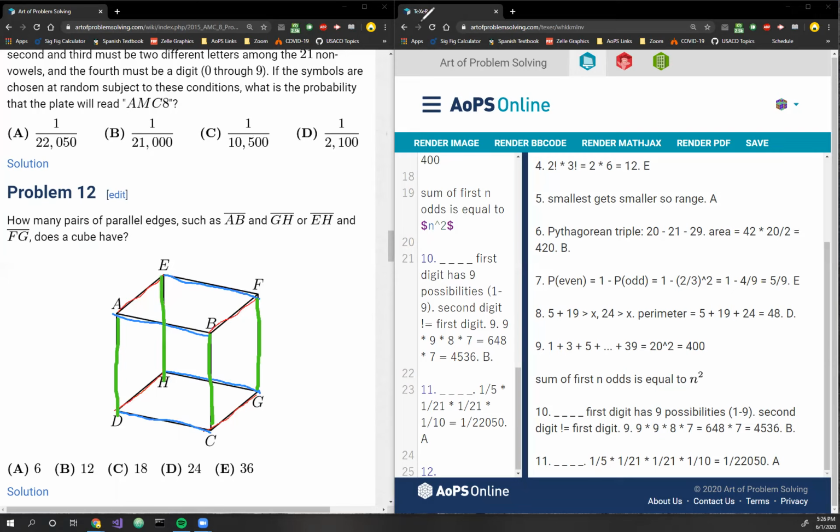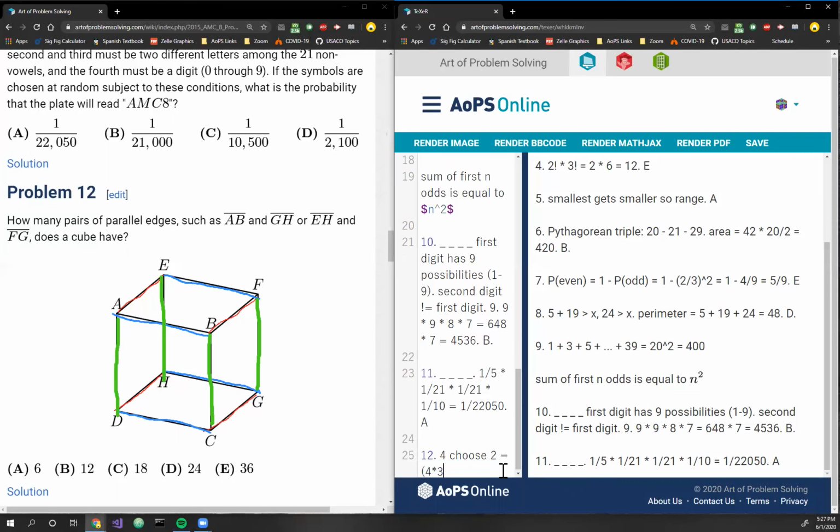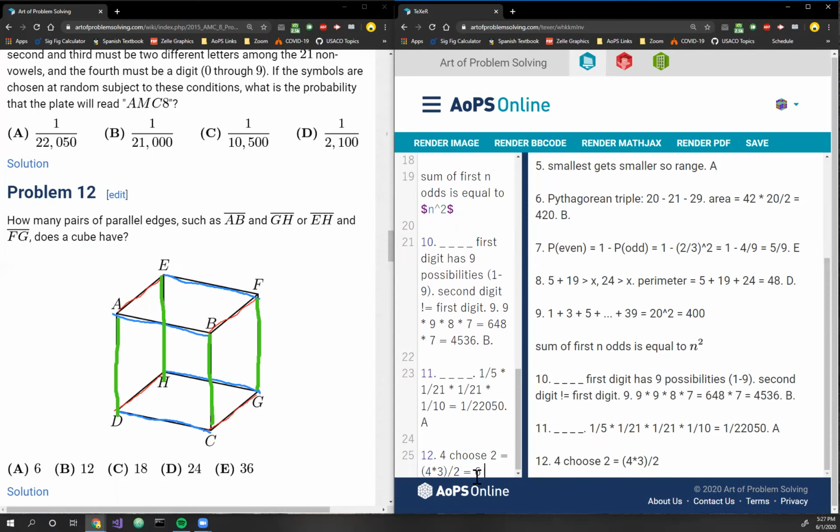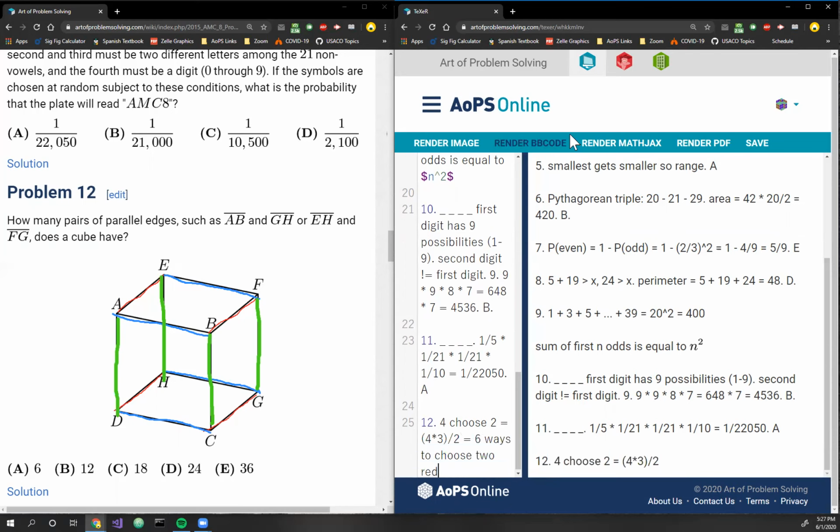The number of ways to choose 2 red edges is just 4 choose 2, which is equal to 4 times 3/2, so 6 ways to choose 2 red. If you choose 2 blue or 2 green, it's the same. So it's just 6 times 3 equals 18.